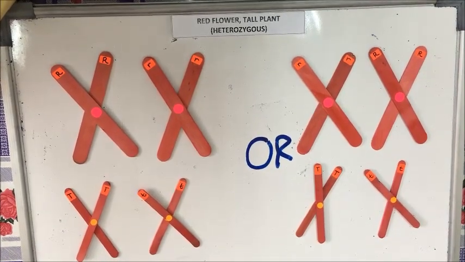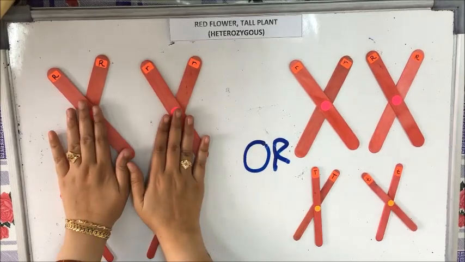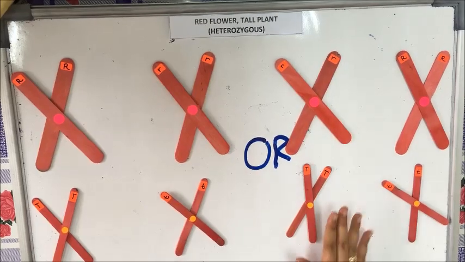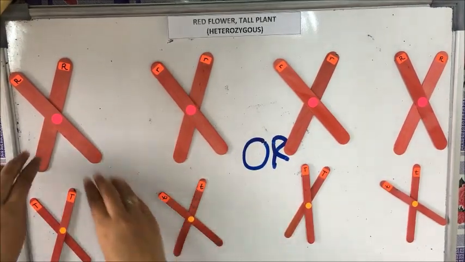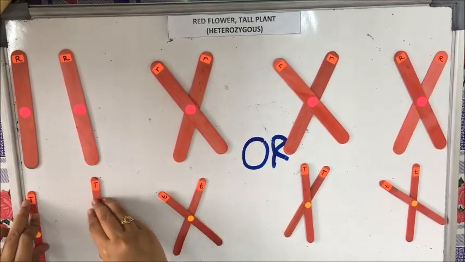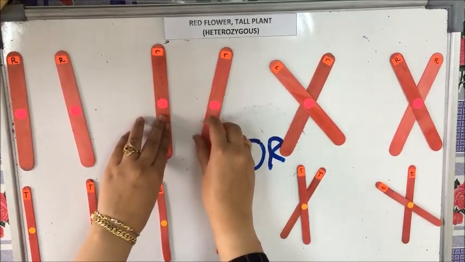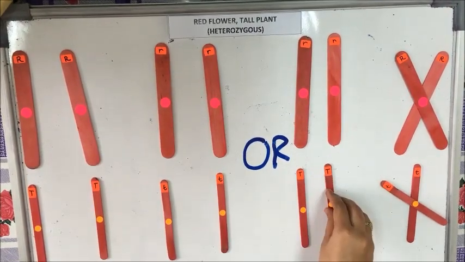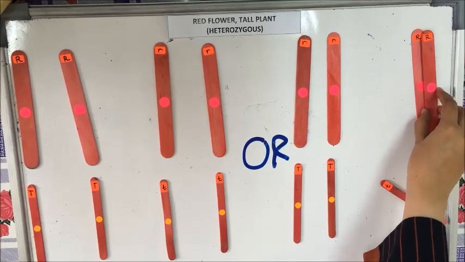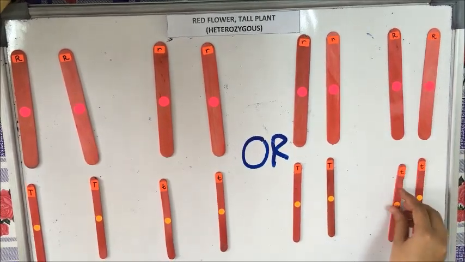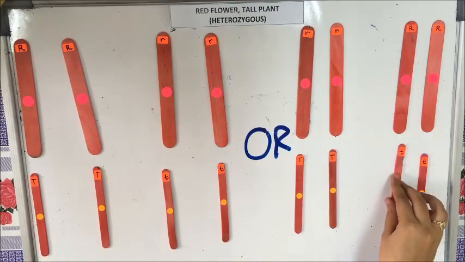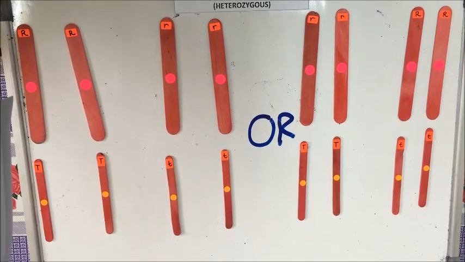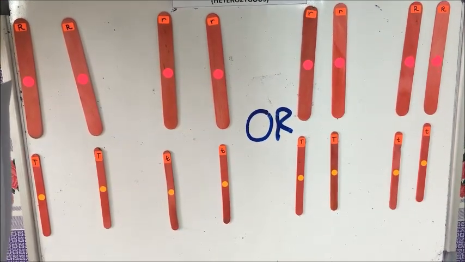Dominant allele R will pair with recessive allele t. In anaphase 1, homologous chromosomes separate. In anaphase 2, sister chromatids separate. At the end of meiosis, each parent will produce four types of gametes.